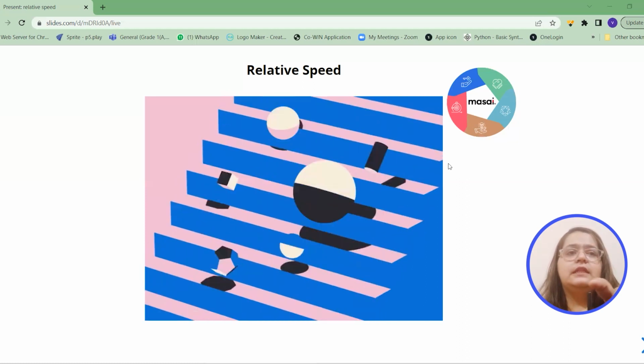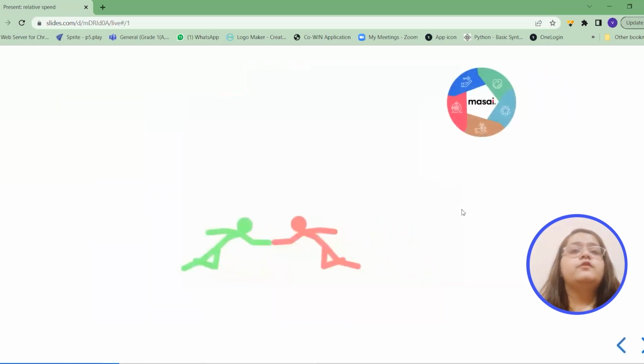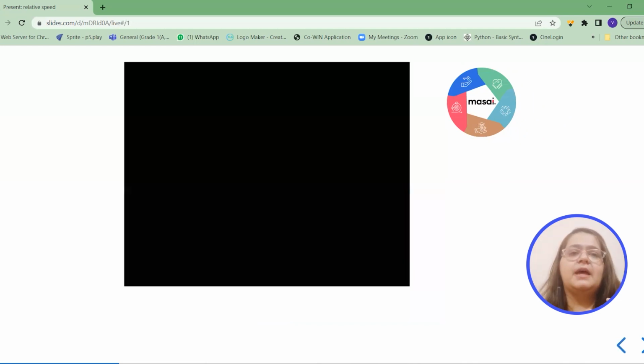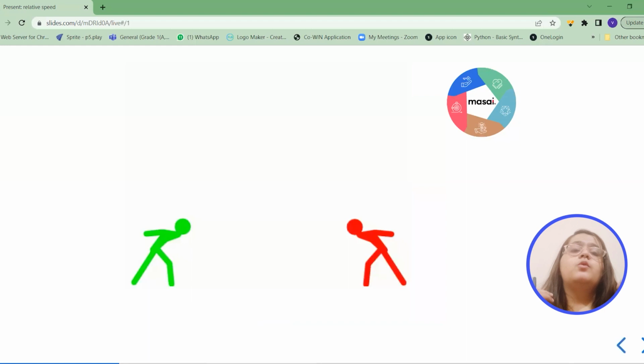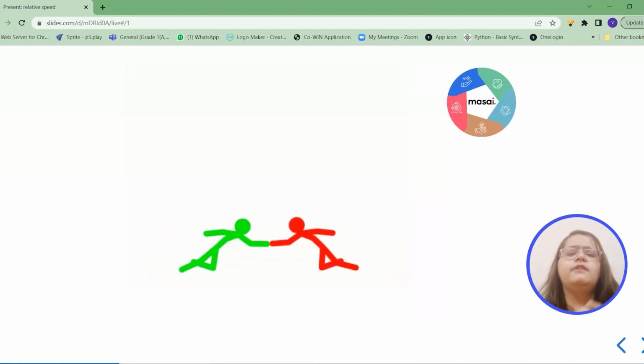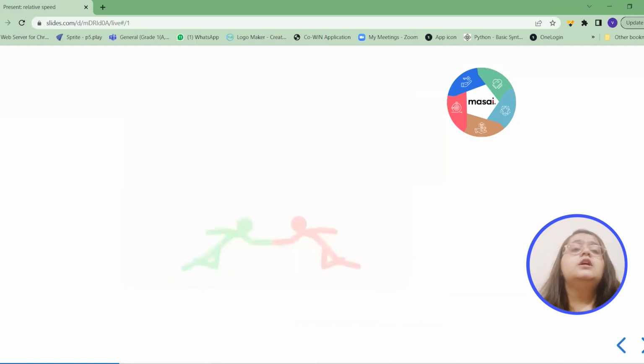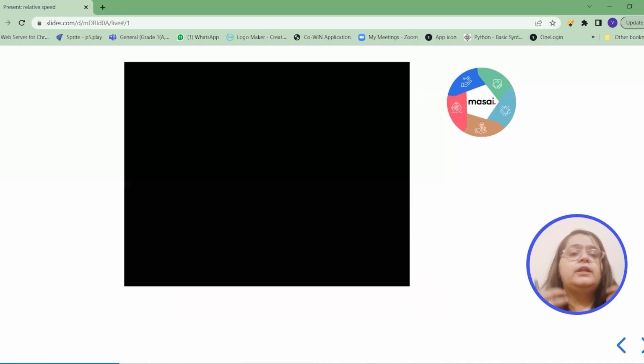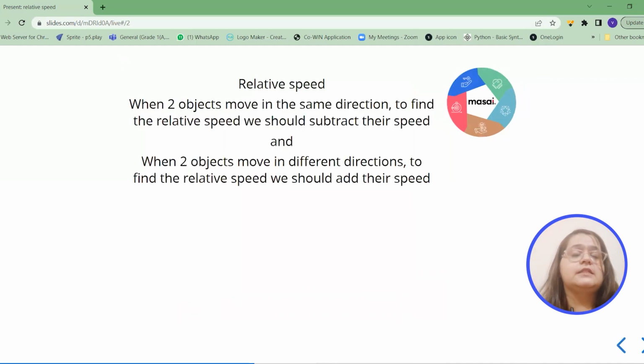So, as you can see in the picture, when two objects move in the same direction, like here we can see two objects or two stickmans are moving in the same direction. Okay, and when they are touching each other, there is some action. Now, both the objects are moving in the same direction, but maybe with a different speed or velocity. Our main focus is two objects moving in the same direction. When two objects are moving in the same direction, we have to calculate their speed. That is our today's task.